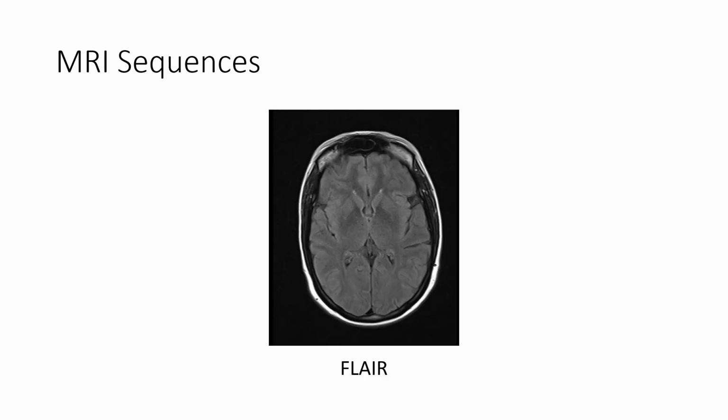So this is an example of a FLAIR scan where again we see that our gray matter, the cortex, that outer layer of the brain, is still brighter than the underlying white matter, but you can see that the ventricles here are dark.